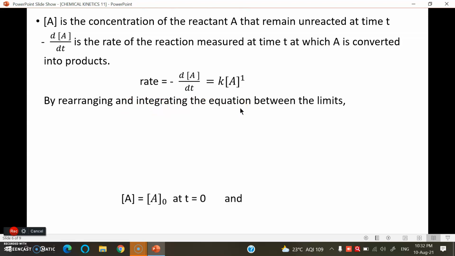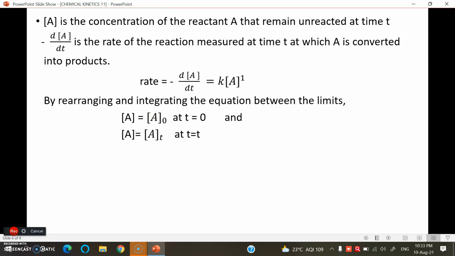Limits, see properly: the concentration of A at time 0, that is the initial concentration, is denoted as [A]0. After time t, that is, after the reaction proceeds, at a specific time t the reactant concentration will have decreased, and it reaches the concentration [A]t. At time t equal to 0, the concentration of reactant A is [A]0.